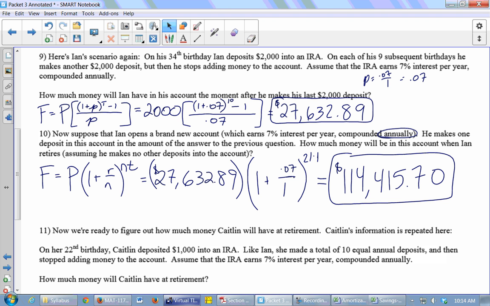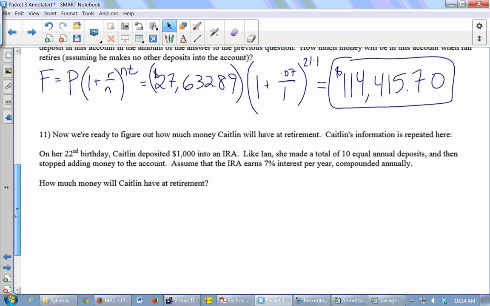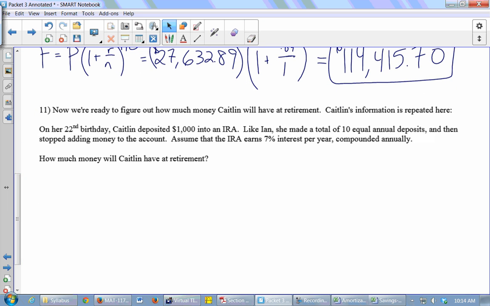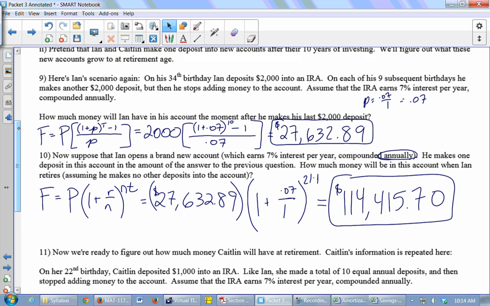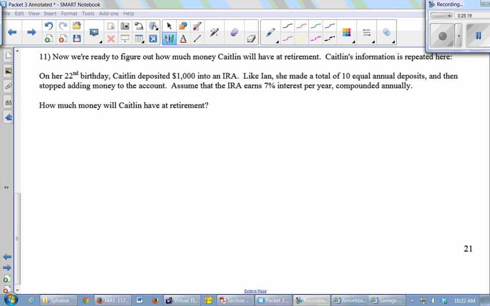I would like you guys to try to go through this process that we just did for Ian for me, right? Figure out how much I'm going to have when I retire. So again, 2 steps. First, use the future value when you have regular payments. Then just take that amount and let it grow until I retire. Okay, so let's go over the details together. How much money will Caitlin have at retirement?